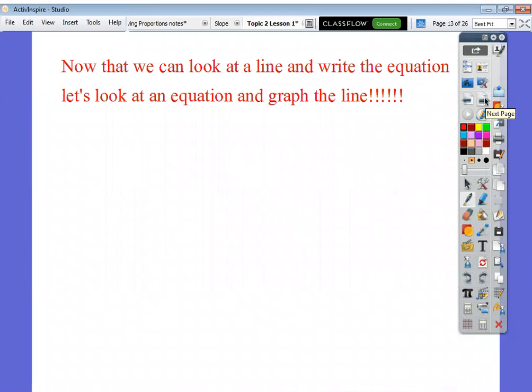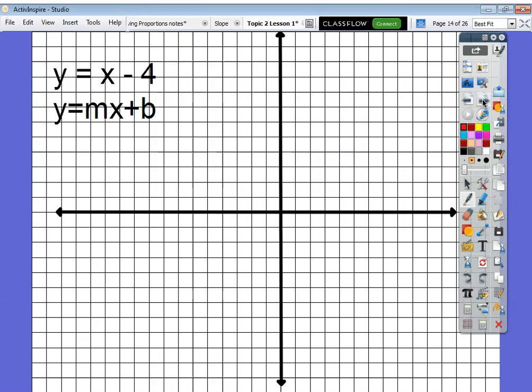Okay, now, you guys, what we just did is we saw the line, the graph, and we wrote an equation. But let's do the opposite of that. Now, let's look at an equation and graph the line that goes with it. Okay? All right, so ready?